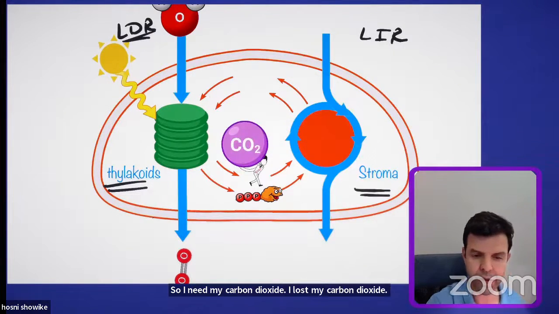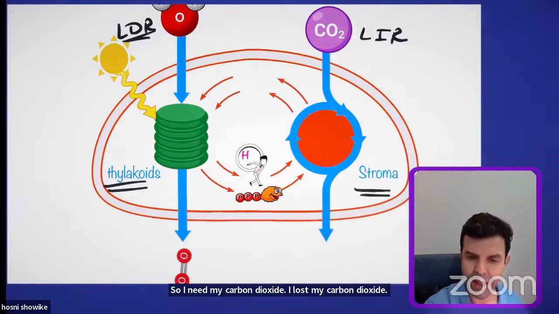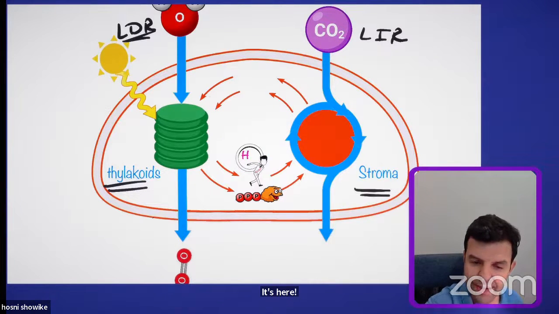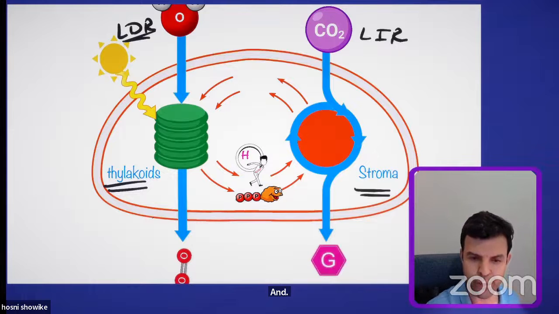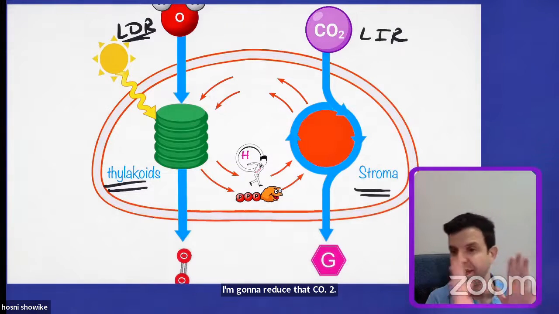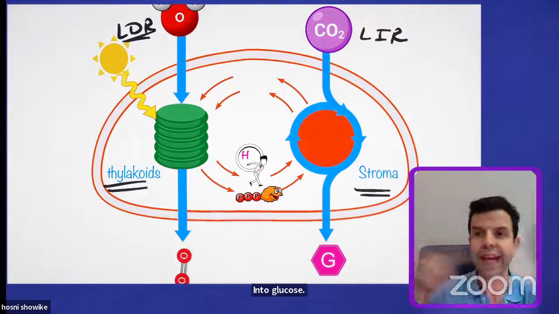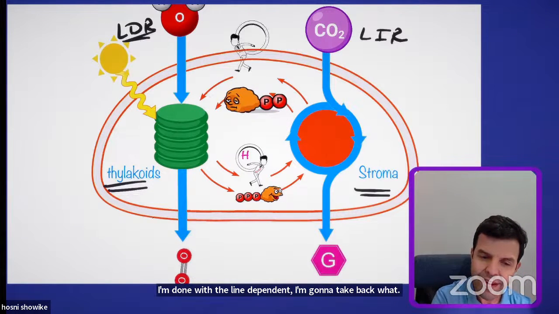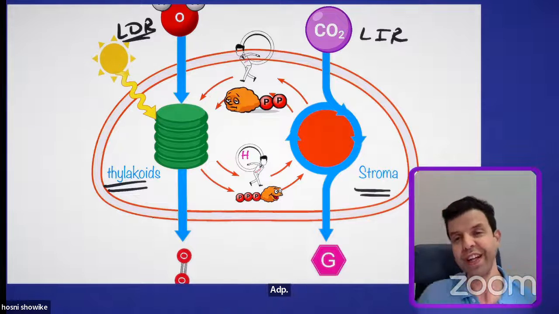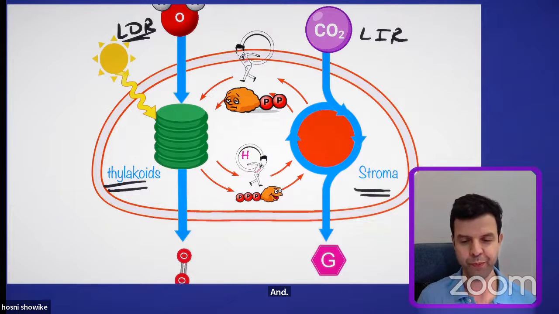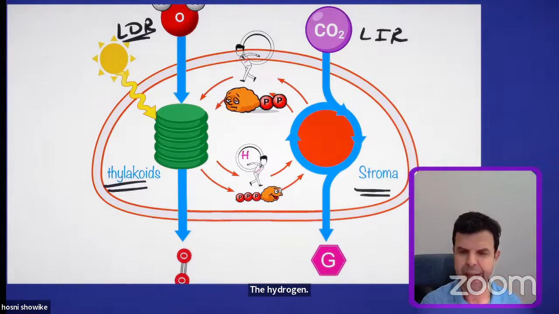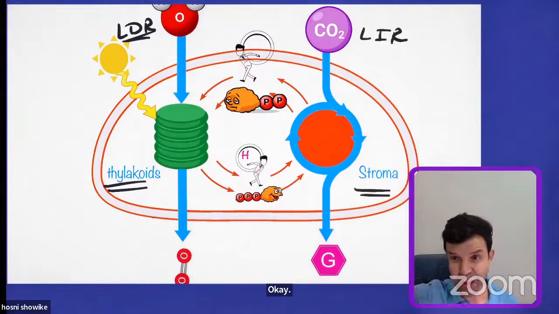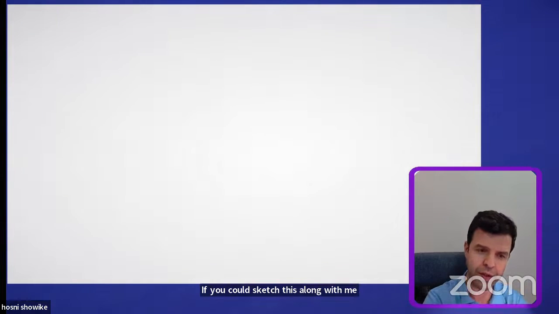It's here, right? And I'm going to reduce that CO2 into glucose. Once I'm done with the light dependent, I'm going to take back what? ADP and NADP without the hydrogen. Okay? If you could sketch this along with me, it would be very helpful for you to remember.